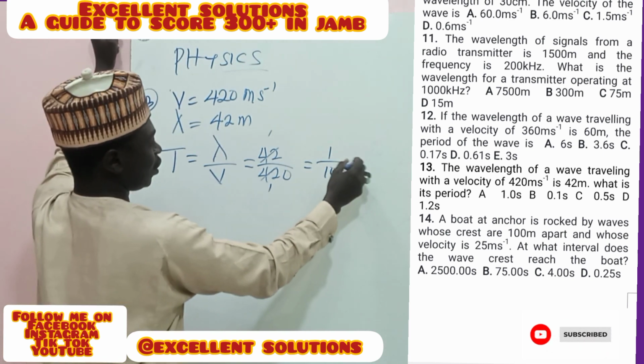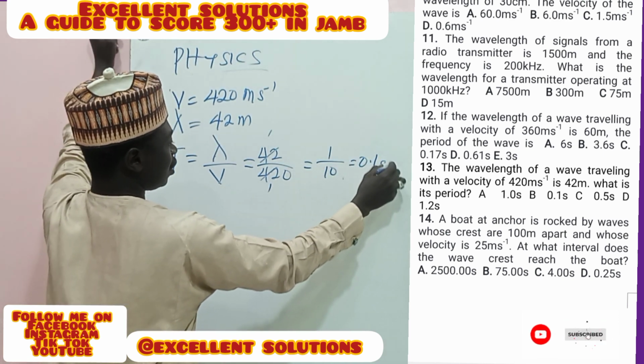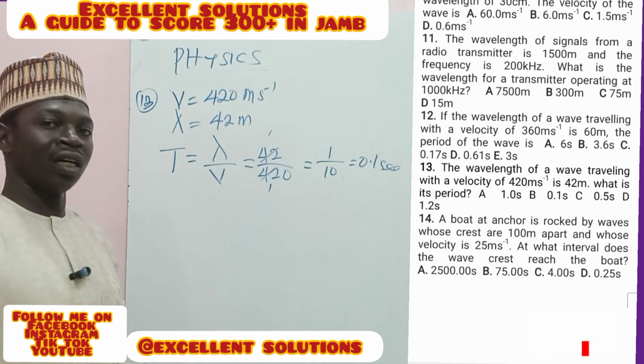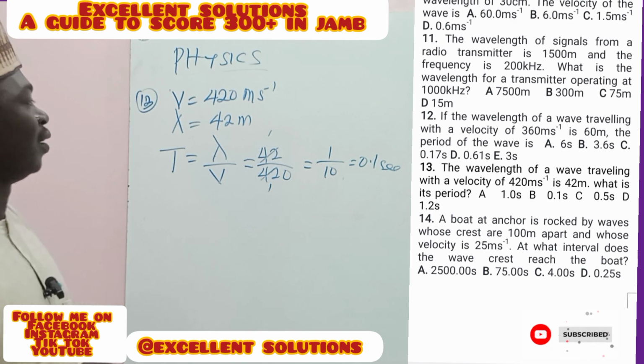1 divided by 10, we have 0.1 second. So our period here is 0.1 second. If we look at our options, option B, we have 0.1 second. The answer is option B.